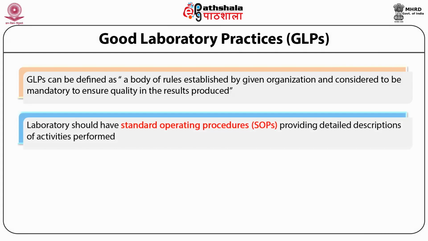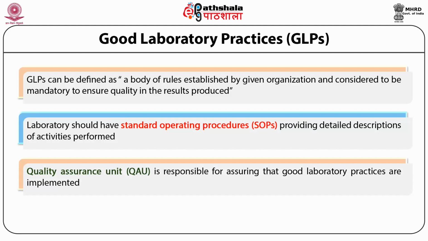They all contain two common elements: standard operating procedures and a quality assurance unit. Standard operating procedures provide detailed descriptions of activities performed by the laboratory. Examples are sample custody chain, sample handling and preparation, the analytical method, instrument maintenance, archiving, and similarly many minute details to be meticulously recorded.